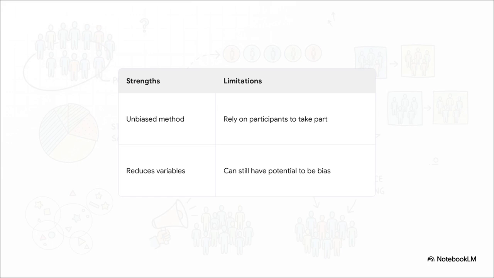Because everyone has an equal chance of selection, it seriously reduces participant variables, and you're way more likely to get a truly representative sample. But here is the catch for your exams. It totally relies on all the selected people actually agreeing to take part. If someone selected refuses, you have to replace them. And at that point, your sample is no longer perfectly random, meaning there's no absolute guarantee the final group will perfectly represent the target population.